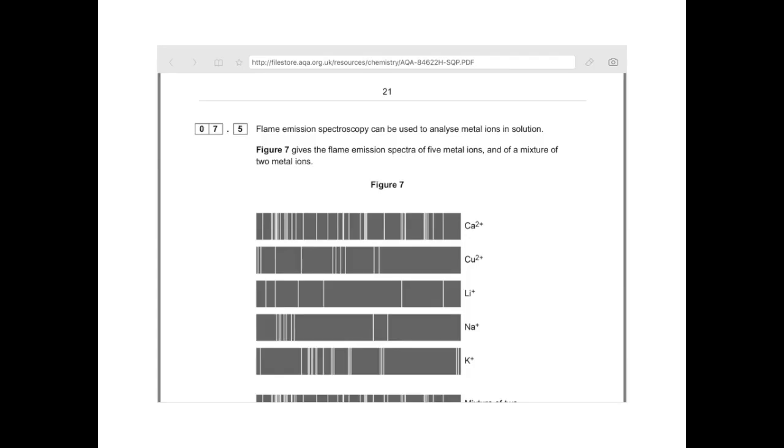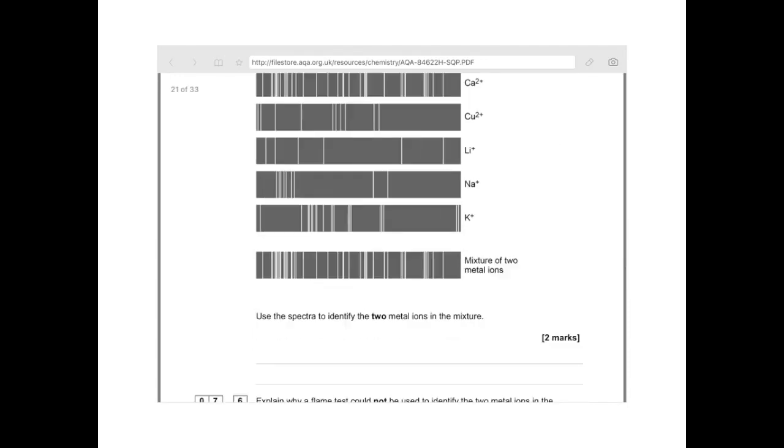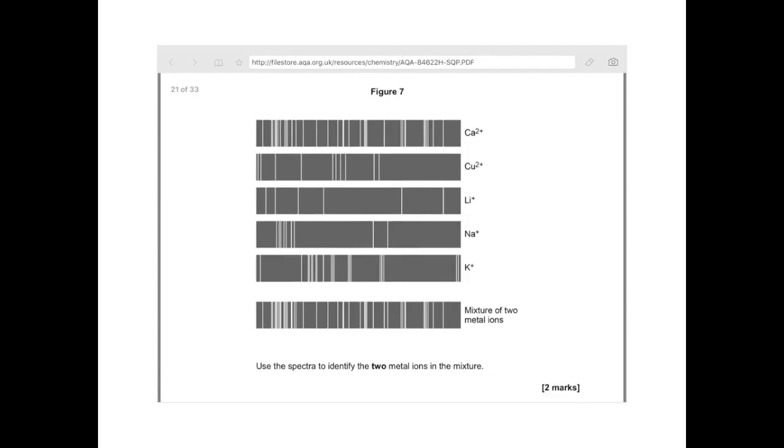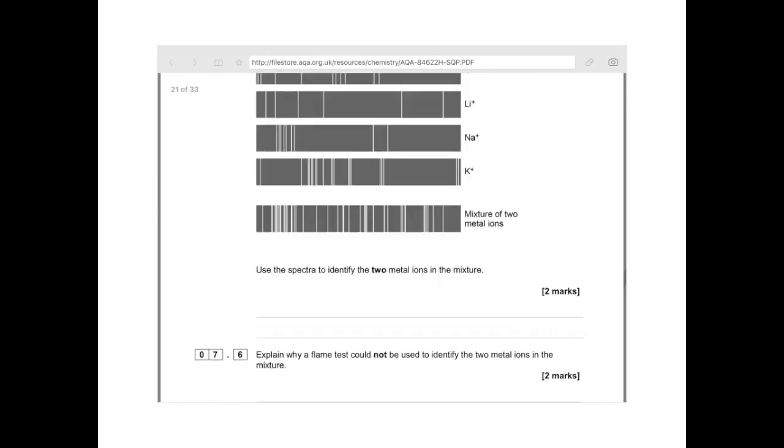7.5, flame emission spectroscopy can be used to analyse metal ions in solution. Figure 7 gives the flame emission spectra of 5 metal ions and of a mixture of 2 metal ions. Use the spectra to identify the 2 metal ions in the mixture. Okay, you have to look at the bottom bar and see where the lines match up. This is quite a tricky exercise, but you'll see that the calcium lines, if you look down, match up, and also the sodium ions match up. So that's your answer there.